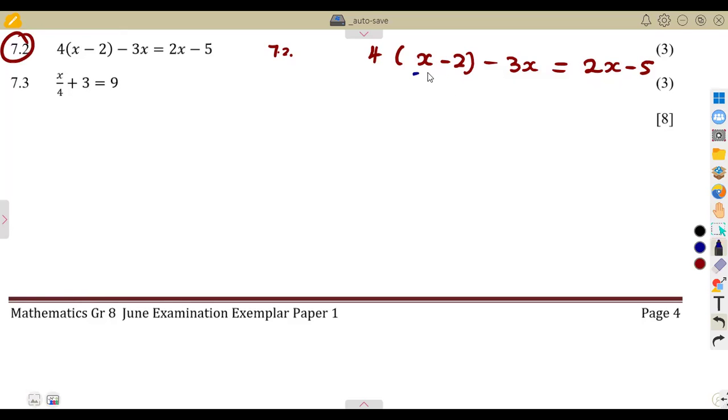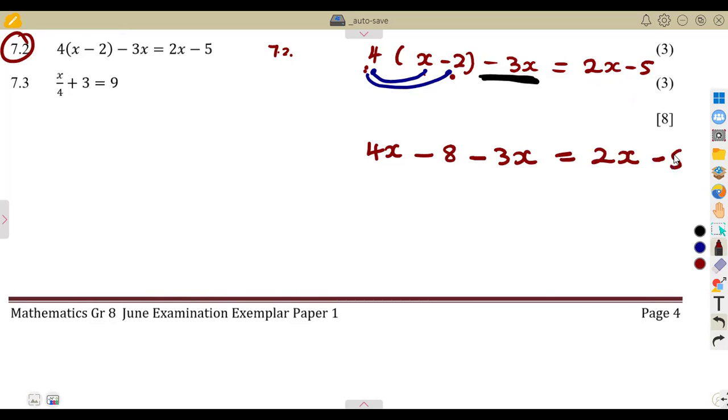Okay, so what about expanding this bracket? There's a number there outside the bracket. 4 multiplies everything inside of the bracket. 4 times x is 4x. 4 times minus 2 is minus 8. You are done with the bracket. But as you are done with the bracket, there is a minus 3x to also combine with this. So you just subtract your 3x. So this is equal to 2x minus 5.